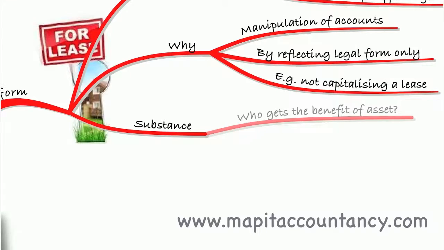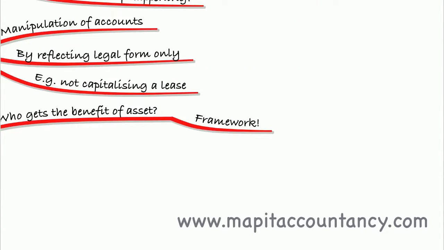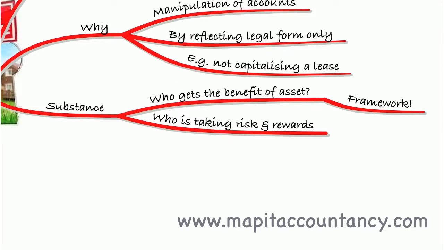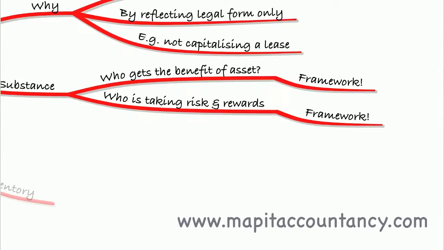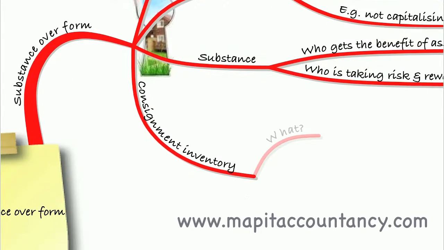So the substance, remember, is who gets the benefit of an asset, back to the conceptual framework definition of an asset, and who is taking the risk and rewards, again back to the framework. We also looked in particular at consignment inventory.